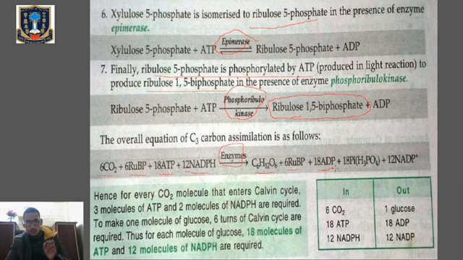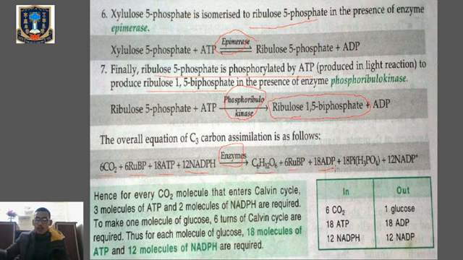Okay, to make one molecule of glucose, 6 turns of the Calvin cycle are required. Look over here. To make one molecule of glucose, how many turns of the Calvin cycle are required? 6 turns. So therefore, for each molecule of glucose to be produced, how many molecules of ATP will be required? 6 into 3 will be 18, because for every carbon dioxide molecule that enters the Calvin cycle or C3 cycle, 3 molecules of ATP will be required.